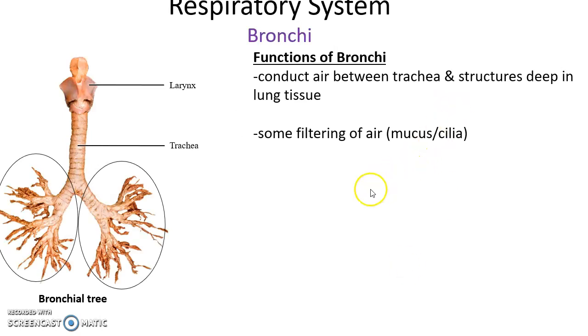So, we're moving on to the bronchi. As you can see, the trachea comes down into the thoracic cavity, and it splits into the right and left main bronchi. And then they continue to split and split and split, forming this kind of tree-like structure found inside the lungs. So the main function of the bronchi is to conduct air between the trachea and the deeper structures in the lung tissue. Again, they are lined with a mucous membrane, so they will be able to help filtering the air, warming the air, keeping it moist.